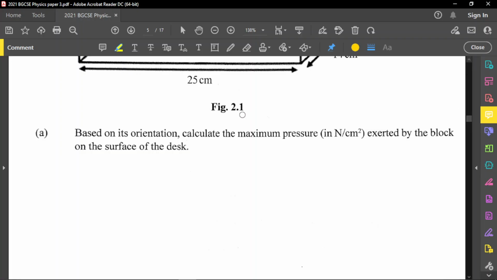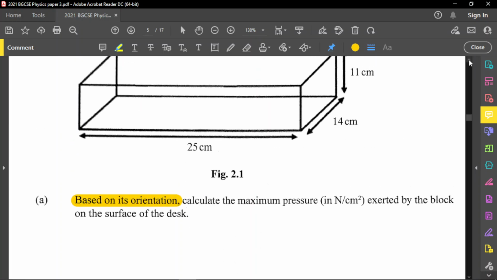So it said based on the orientation. I want you to be careful with this question. It's based on the orientation, based on how it is positioned now. We're going to calculate the maximum pressure exerted on the desk.